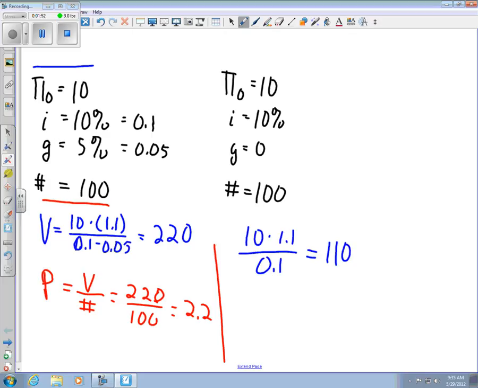So we might expect the price of the firm with a 5% growth rate to be $2.20. Now, if we're looking at the firm without the growth rate, it should be fairly obvious that this is going to be lower. 110 divided by 100 equals 1.1. So the growth rate of the firm should be reflected in the value, and that should be seen in stock markets and stock prices reflecting the growth. Higher growth firms, in terms of their profits, should have higher prices than an otherwise equal firm where the growth is lower.